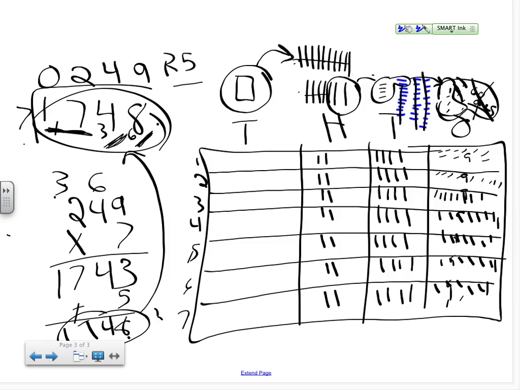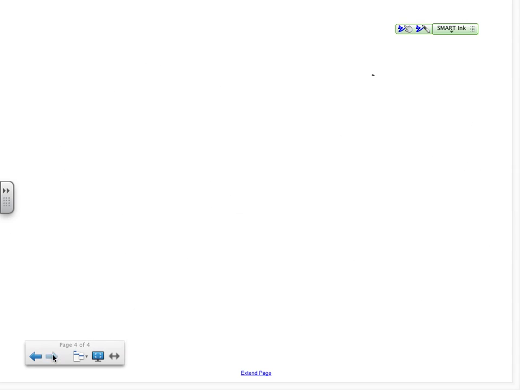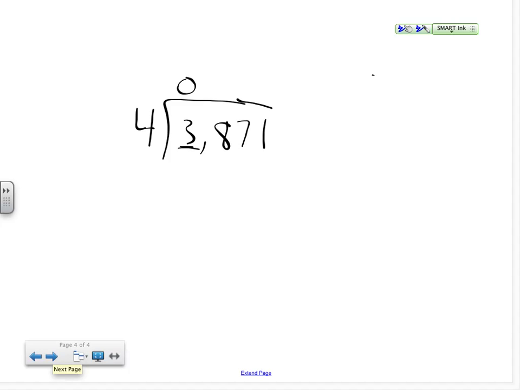Obviously, this is a lot of work that goes into one problem if we draw it. So I'm going to show you one more where we don't draw it, and I just show you the short way. Okay, so it's 3,871 divided by 4. Okay, so now I'm thinking 3. Can 4 go into 3? Well, no, because that's too many. So I'm going to put a 0 because it doesn't work.